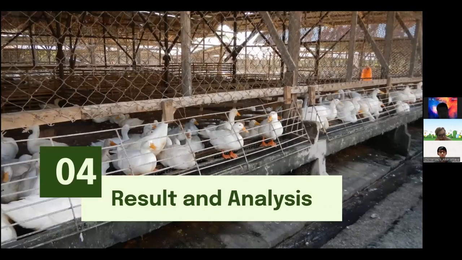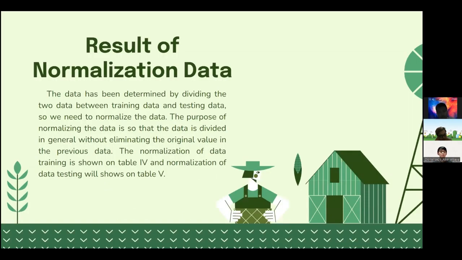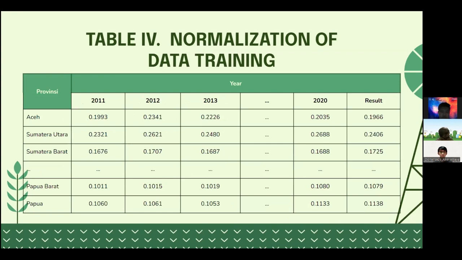Okay, moving on to results and analysis. Based on the data we collected, it was divided into two parts: training data and testing data, that have been normalized, as my partner said on the methods. The details of this data will be provided in table 4 and table 5. We can take a look at table 4, normalization of data training. It has normalized data that shows us 2011 until 2020 and the result of the 34 provinces in Indonesia.